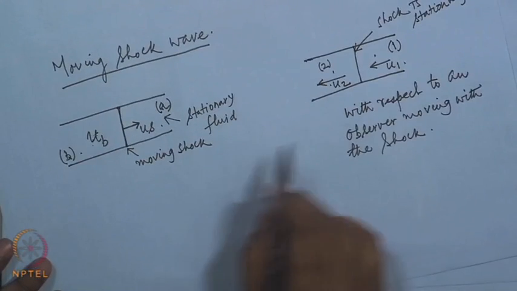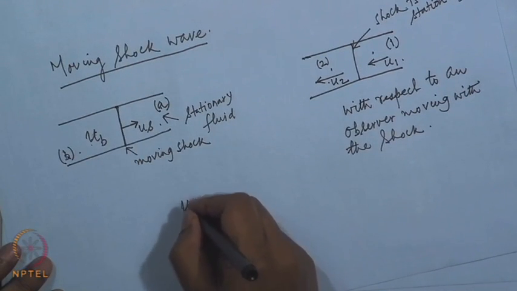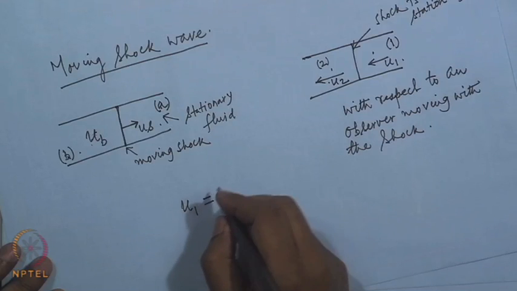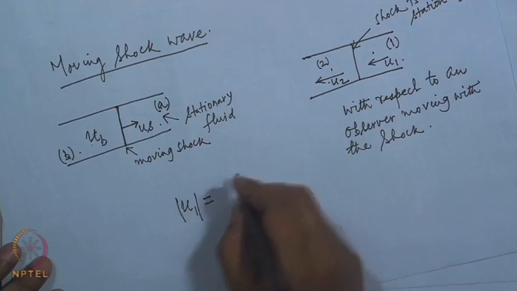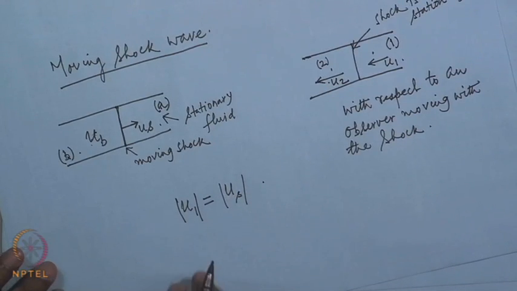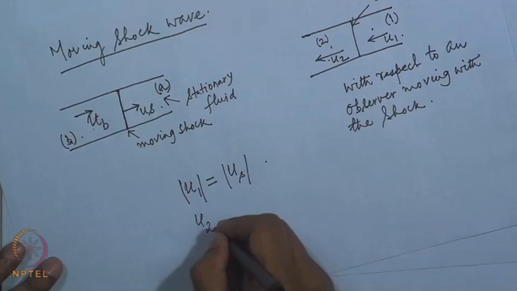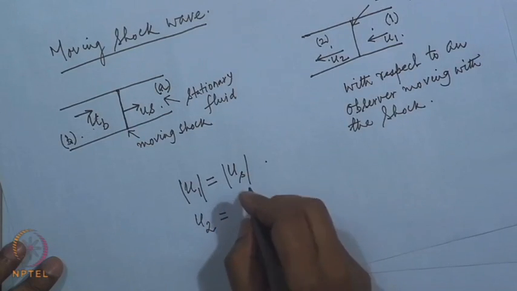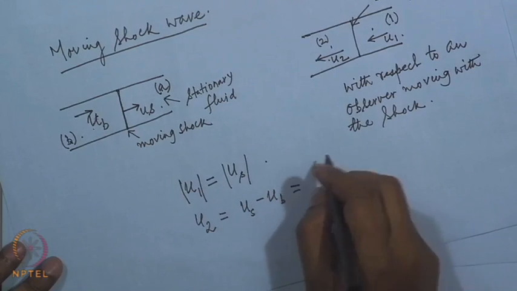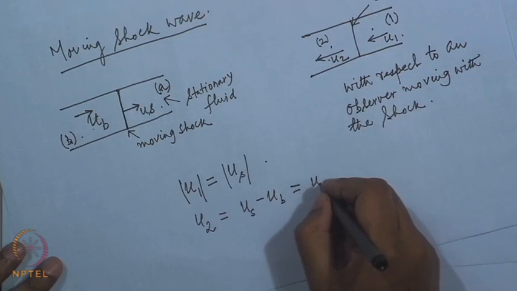Now, what we find here is that u1 equals u s, and u2 equals u s minus u b, which is u1 minus u b.